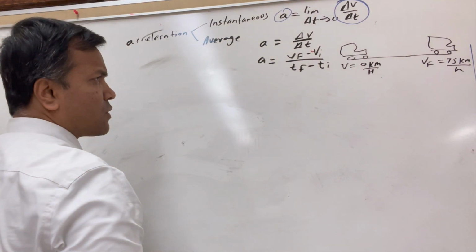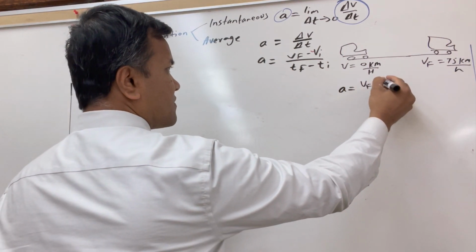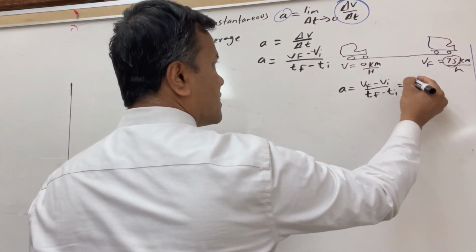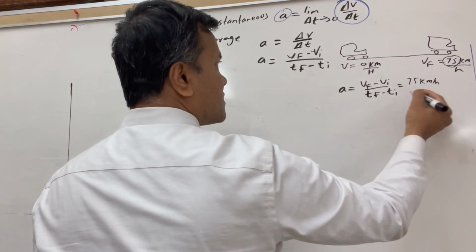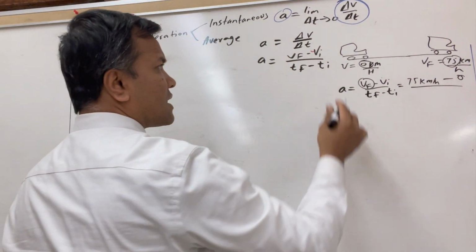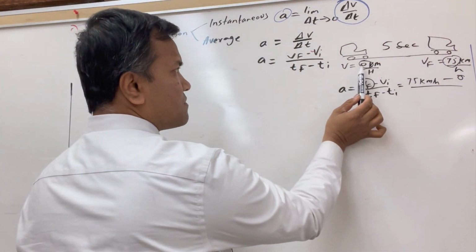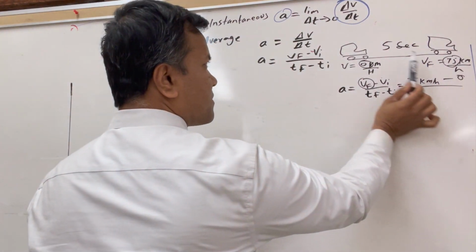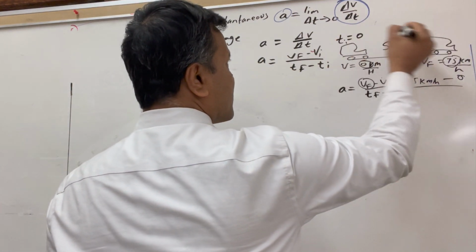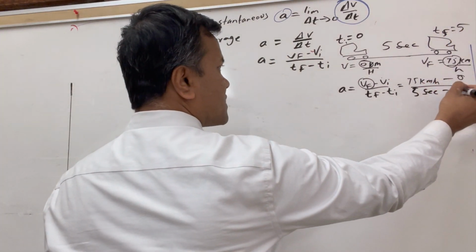We are trying to understand what the acceleration would be. We can directly find the acceleration, and that's not a big deal. Vf minus Vi over Tf minus Ti, that would be 75 kilometers per hour, final velocity minus initial velocity, over, let's say it happens in 5 seconds. The object changes from 0 kilometers per hour to 75 kilometers per hour in 5 seconds. So initial time is 0 and final time is 5, so 5 seconds minus 0 seconds.